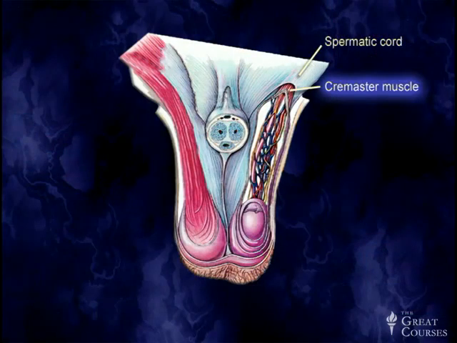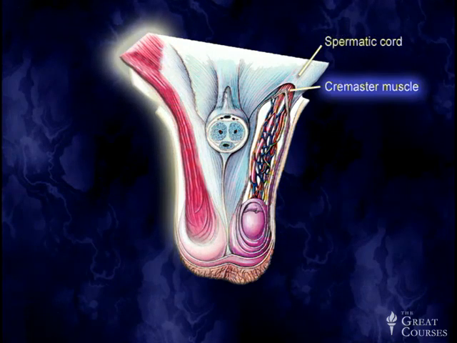And as you can see here, we have a muscle, a smooth muscle on the outside called the cremaster. It's seen in its entirety here. This is the muscle that can contract and pull the testicle closer to the body for warmth. It is an involuntary muscle. Some people have voluntary control and can actually raise the testicle at their own will.